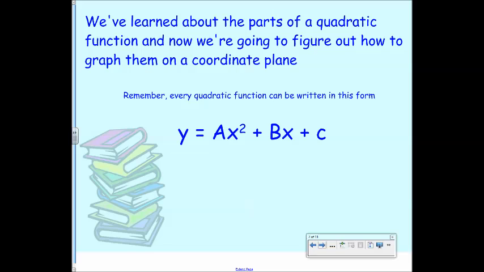So every quadratic function can be written in this form. Does it always have a b and a c? No, but it has to have an a. It has to have that ax squared. There has to be an ax squared. If there's no number in front of it, if it's just x squared, what do you assume your coefficient is? Good, you assume it's 1. Okay, so just keep in mind that that's always our standard form.